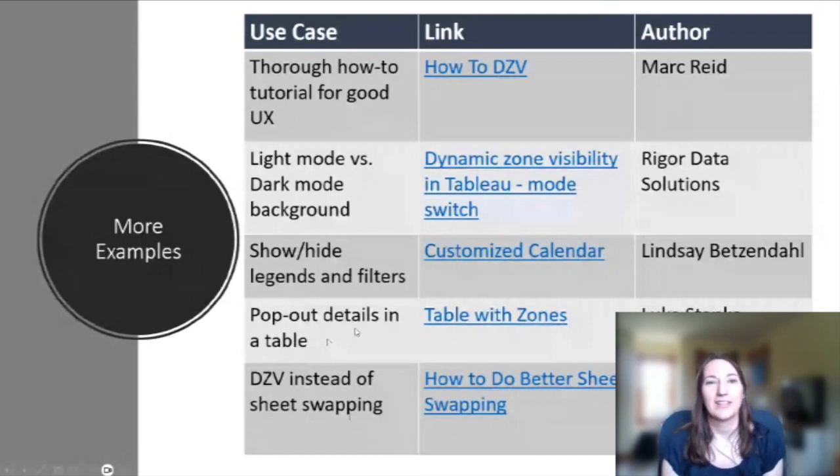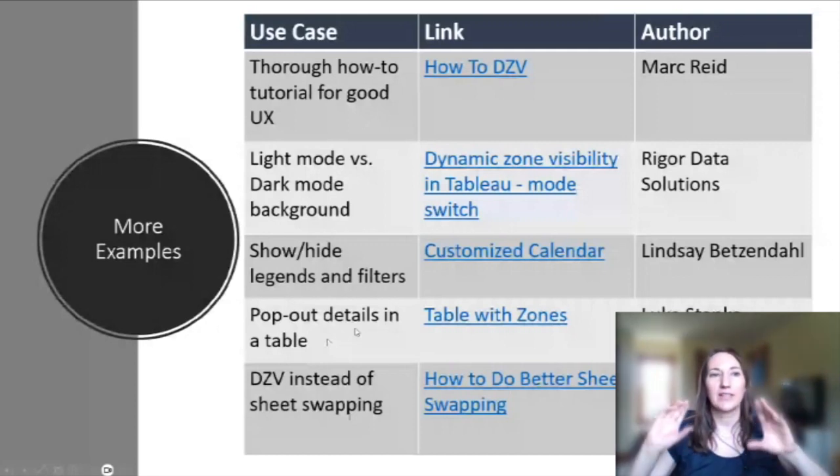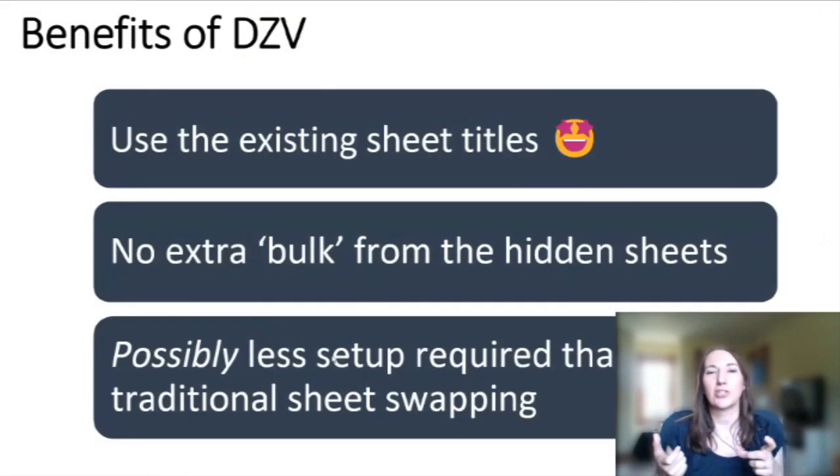So my favorite, besides the cool factor, is that you don't have to have a new sheet title. If you've ever done the old school way of sheet swapping, where you've got things in a container together, and based on usually a parameter value or calculation, one of them shows and the other gets hidden, it works very similar to dynamic zone visibility. The problem is if the title of that sheet that you're trying to hide is still visible, the sheet doesn't fully collapse, doesn't fully go away.